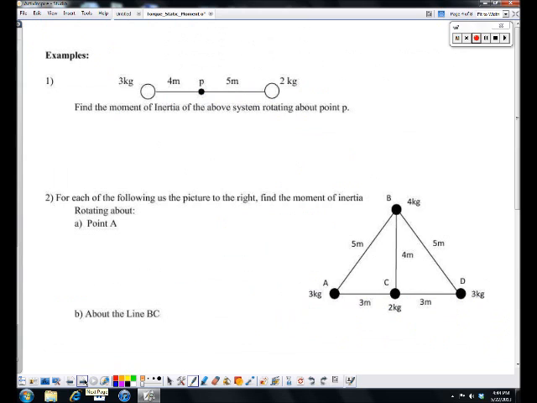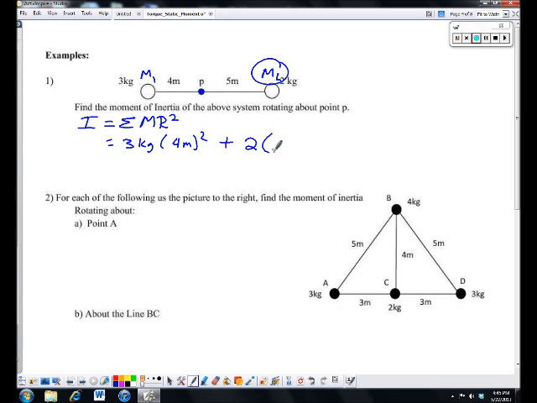So let's do a couple examples. So number one, find the moment of inertia of the above system, rotating about point P. So sum of mr squareds is equal to my moment of inertia. So let's do them one at a time. I've got m1, m2. So m1 is a mass of 3 kilograms at a distance of 4 meters squared. But I'm not done. I also have m2. So plus, that's what sum means, mass of 2 kilograms at 5 meters squared.